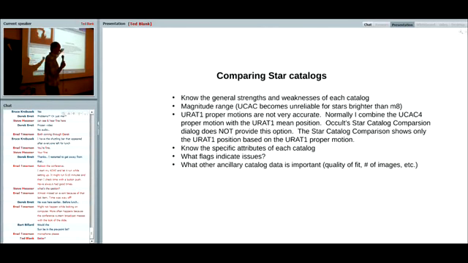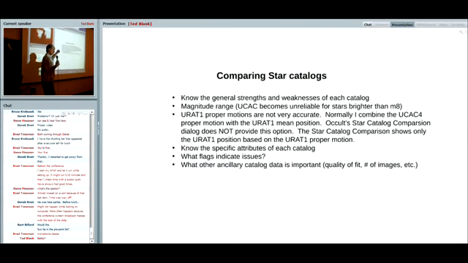If you look at the star catalog comparison from Occult, you won't see that in Occult because it doesn't show a mix. He just shows you the URAT data and he shows you the UCAC4 data, but he doesn't show a mix of the two, so you don't really see that in that catalog comparison.